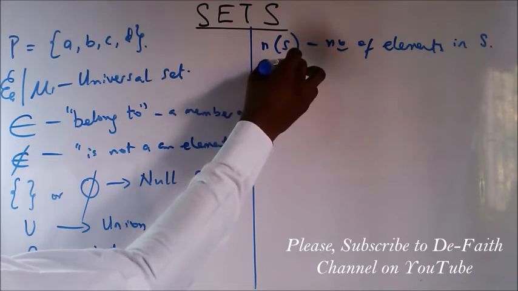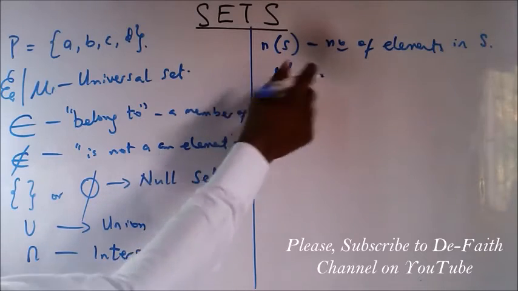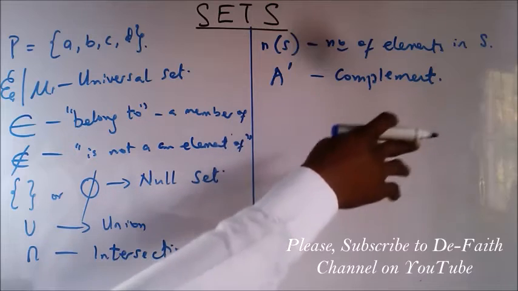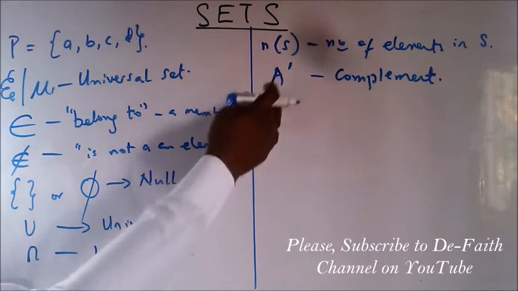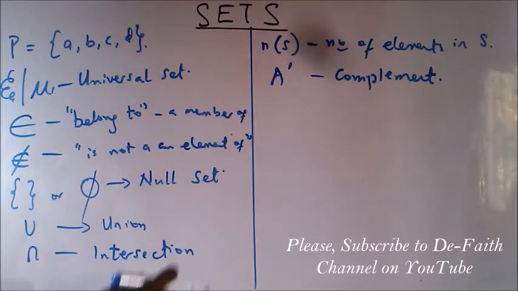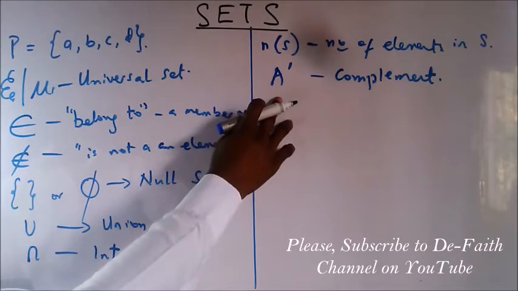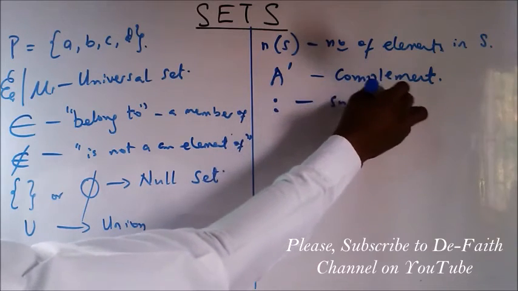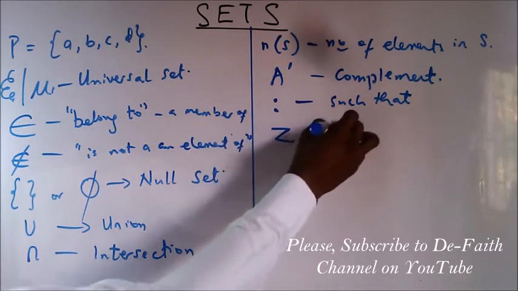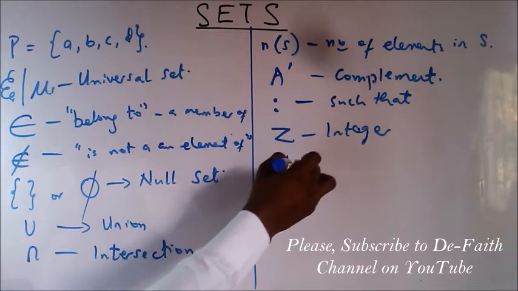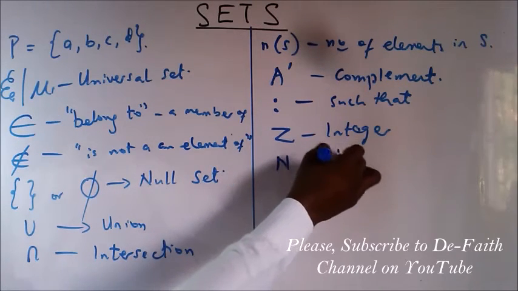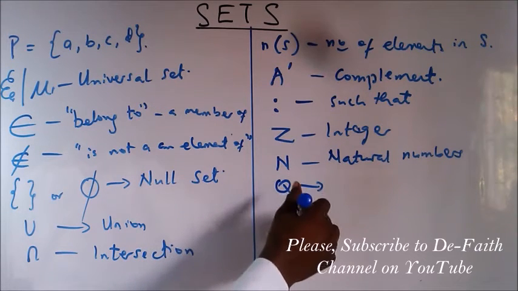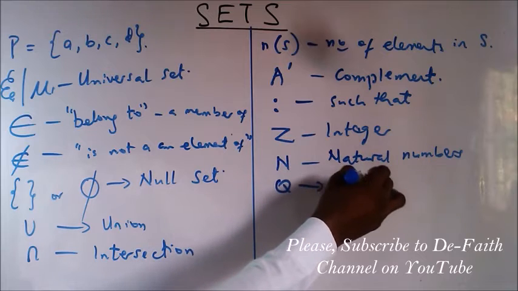We have complement. Complement means elements that are not parts of a particular set. So for instance, A complement means elements that do not belong to A. Next, we have this sign, which means such that. Next, we have Z, which means integers. Next, we have N, which stands for natural numbers. And next, we have Q, which stands for rational numbers.